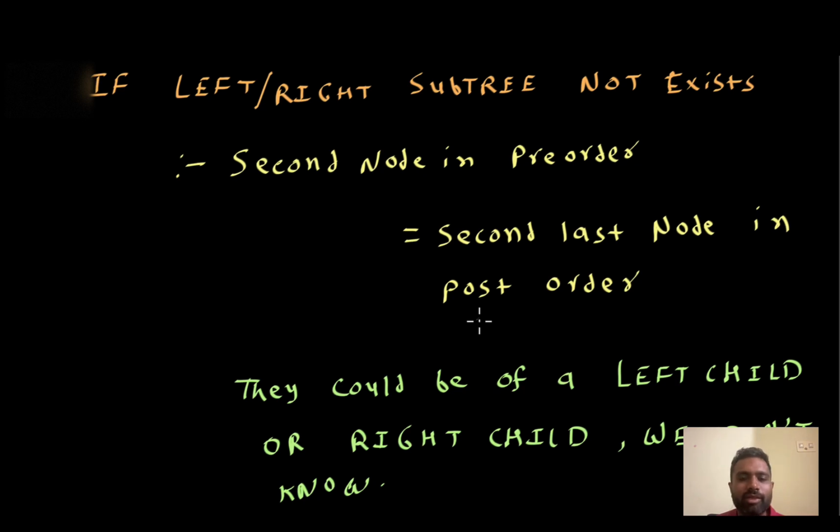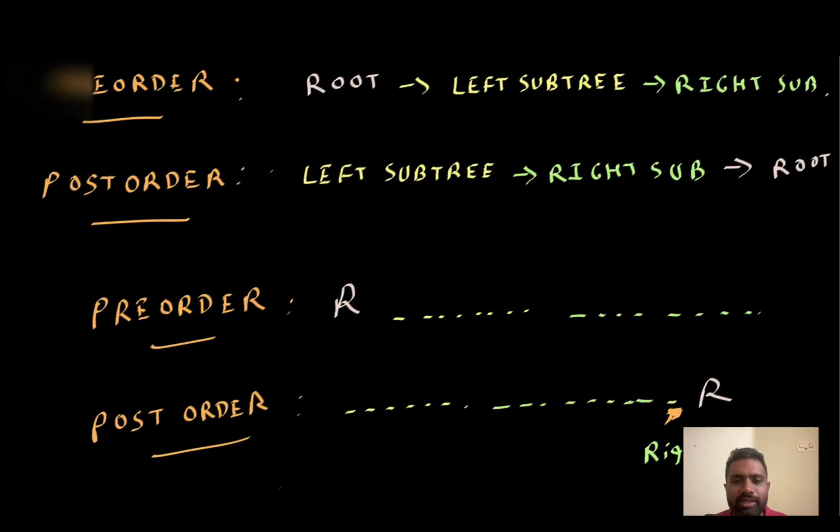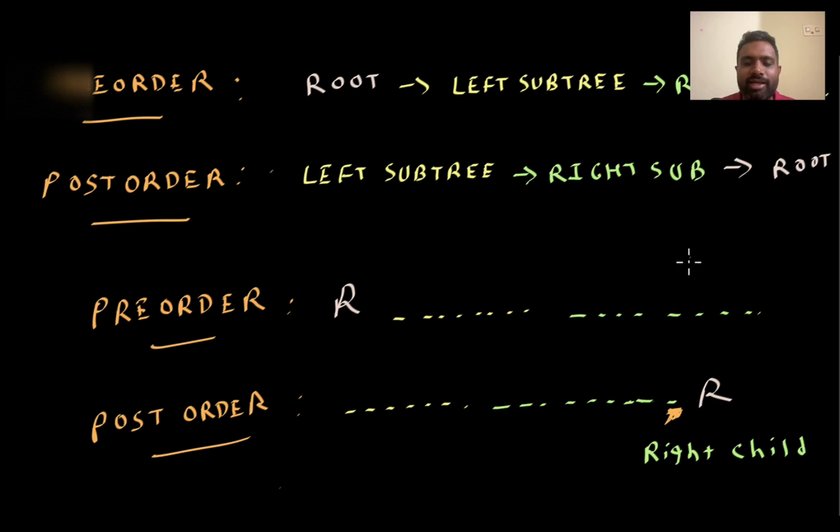But let's say both exist, then the second node in pre-order will be the left child, and the second last node in post-order will be the right child. So we have identified the left child and right child, but we did not identify what the left subtree will be, because we don't know, right? This color difference I just made for understanding, but in actual traversal we don't know what will be the left subtree and right subtree. So how will you identify?